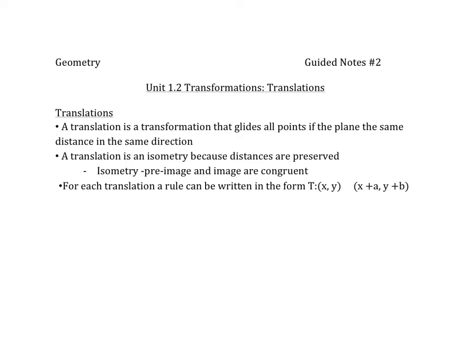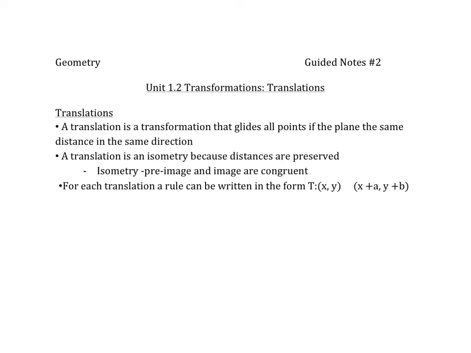A translation is an isometry because distances are preserved. Remember that an isometry is where the pre-image and the image are congruent. So say you're working with a triangle. If you started with a triangle as your pre-image, and then you translated it 2 units to the right and 3 units down, the new triangle that you create is going to be congruent to the original triangle.